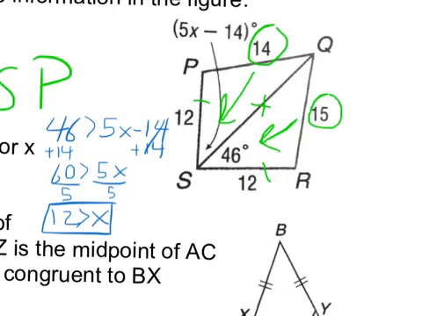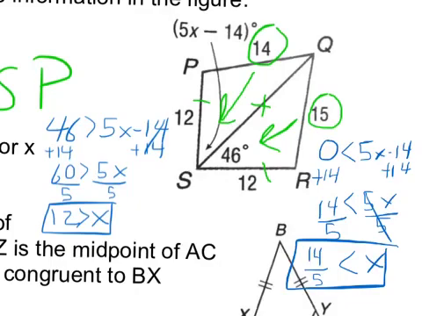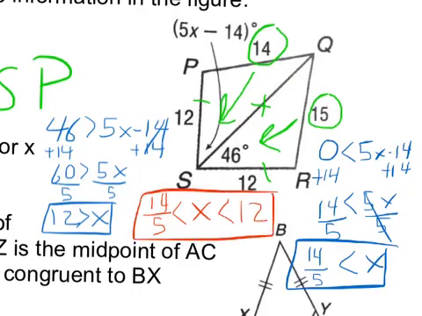So let's do that. Let's say that 5x minus 14 has to be greater than 0. I'll add 14. I have 14 is less than 5x. Divide by 5. Okay. So now I know that x has to be greater than 14/5 and less than 12. Well, we would write that as a compound inequality. Let me do it in red so we can see it. And we'd write it as, hey, 14/5 is my lowest. Then I know x is greater than that, and x is less than 12. And that's my final answer.